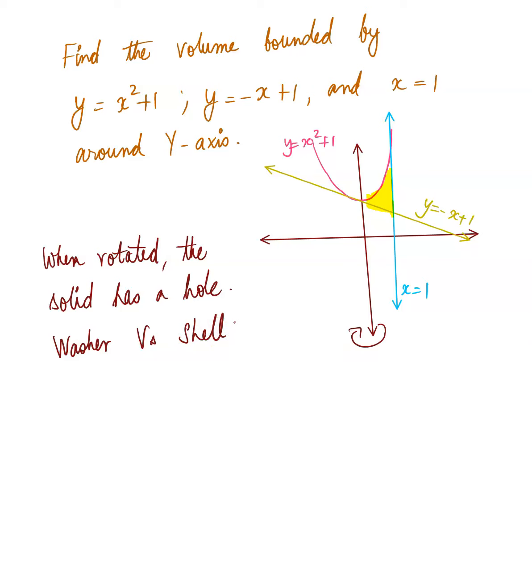So let's think about this. If it is the washer method, you see that you actually have three functions, right? You have the parabola, the blue, and the green lines. Therefore, you'll have to break this up into two parts. And because it's revolving around the y-axis, you have to rewrite all these equations in terms of y, meaning you have to solve them for x, each one of them. This is x equals 1, so that is good. But you have to rewrite this as x equals negative y plus 1. And this one you'll have to write as the square root of y minus 1, so plus or minus. So you have all these complications there, okay? So the washer method means you need to break up into two parts, since there are three functions.